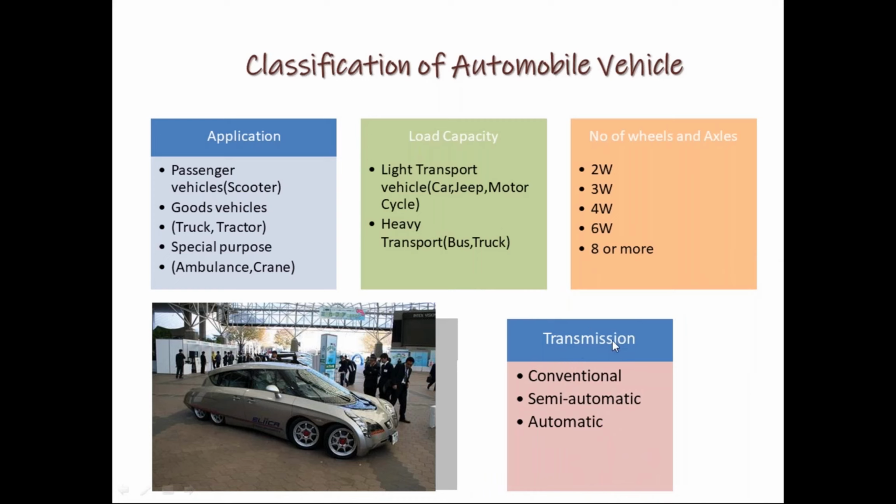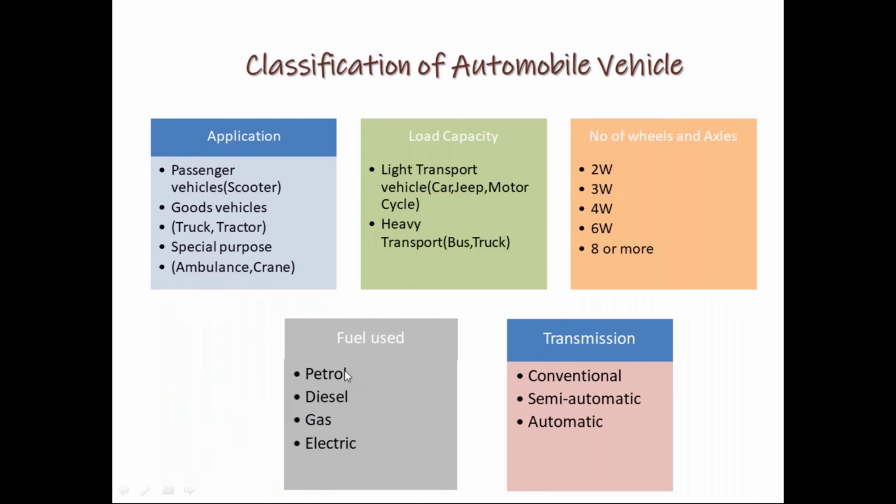Based on transmission, we have the conventional type, where regular mechanical drives are used, then semi-automatic and automatic. In these, hydraulic power or some sort of power will be used; we will discuss that power unit further. Based on that, we have the classification as conventional, semi-automatic, and automatic. Obviously, the cost will also vary based on this.